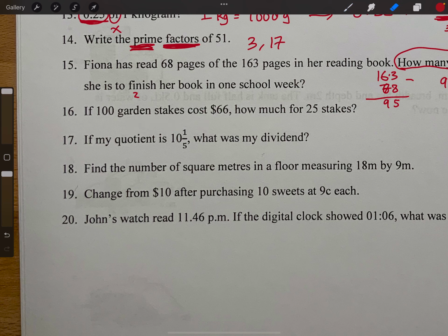So that means that if 100 garden steaks cost $66, what's 1/4 of it? How much would it cost? So divide this by 4. Do 66 divided by 4 as a fraction, and give me the mixed numeral equivalence. Change it to mixed numeral, and that's your answer.